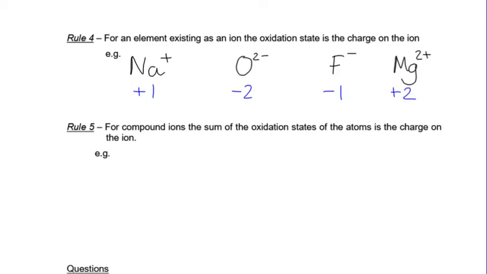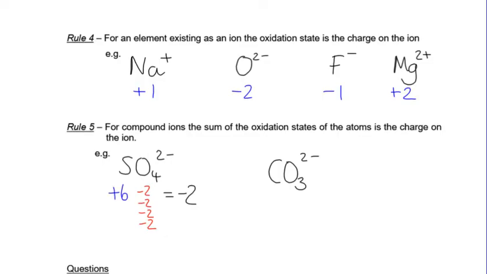And then rule 5 for compound ions. So compound ions would be things like your sulfate ion, your carbonate ion. Then this time we're not going to add up to 0 because there's a charge. We're adding up the things in the compound ion to add up to the charge. So we know that oxygen's always -2, and we've got 4 of them. So what's the sulfur? Something take away 8 is -2, then the something must be +6.